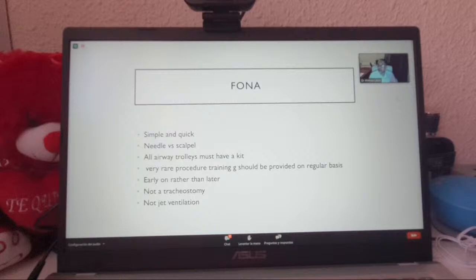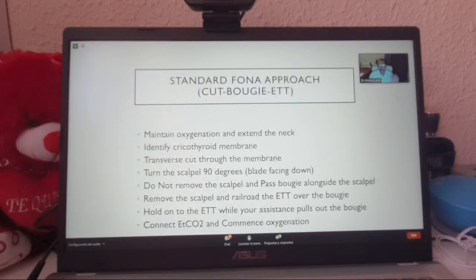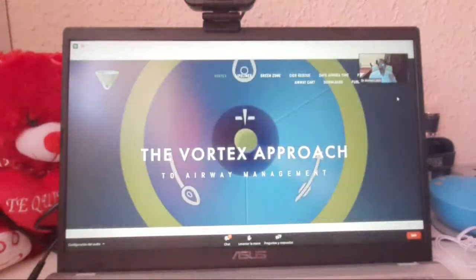And you should do it early rather than later when the patient is difficult to manage. It's not a tracheostomy and not jet ventilation. And the standard is cut, bougie, ETT: transverse cut, advance the bougie, small tube, cuff the tube, size 5 or 6.